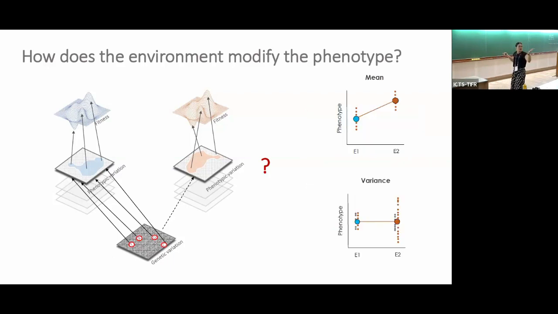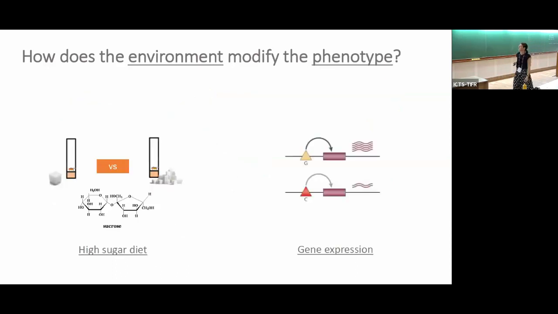Okay, this is just if you were not following. When you think about mean changes, your environment changes your phenotype mean. But there are also beautiful possibilities when your environment doesn't change your optimum, if you want to assume your average phenotype, but it actually changes variance. This is what we're trying to figure out. So the question here is, how does the environment modify the phenotype? Our environment, again, is our favorite high sugar diet.